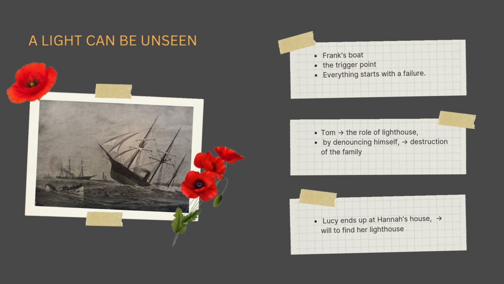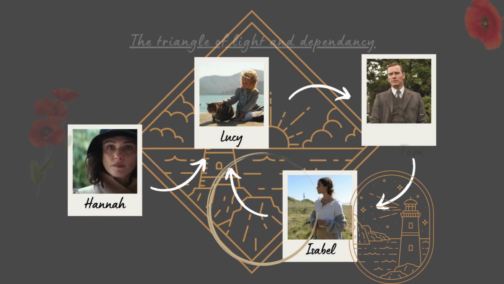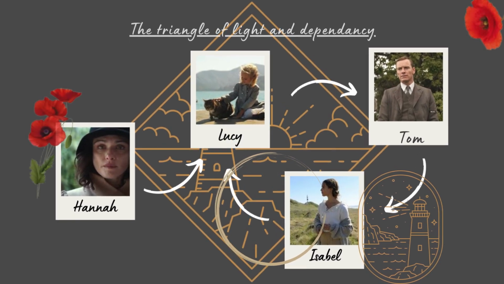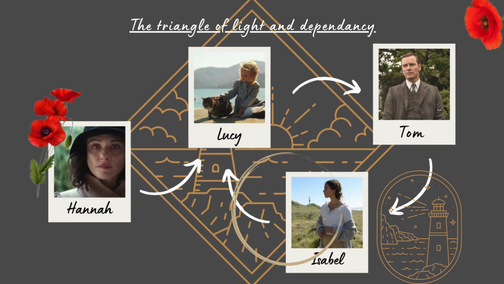Then Tom is familiar with failure. In his family, he played the role of lighthouse and landmark. Yet it is he who, by denouncing himself, sets in motion the destruction of the family he has recently built. What's more, when Lucy ends up at Hannah's house, she is desperate to find her lighthouse, which is also the land of her imagination. A triangle of light and dependence gradually forms.